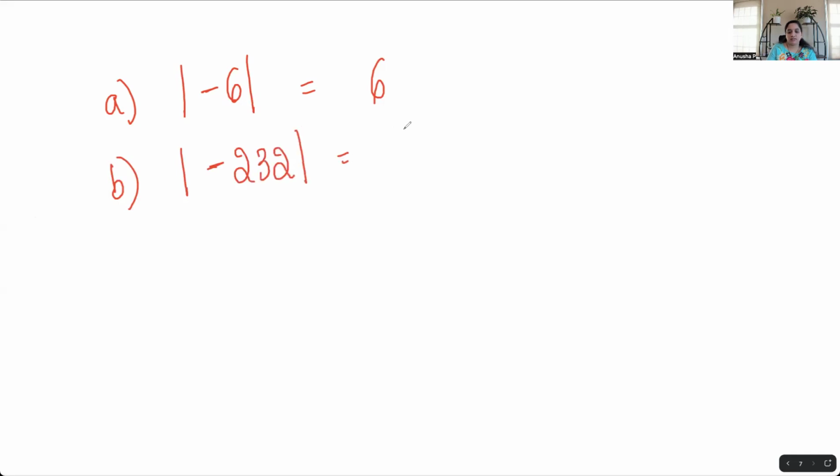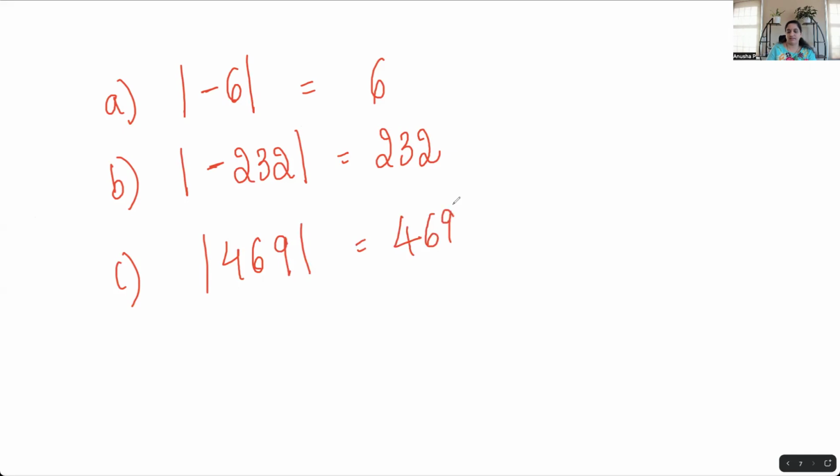So now let me do some examples of absolute value. What is the absolute value of -6, which is 6? What is the absolute value of -232, which is 232? Okay, because it is the distance from 0. The distance can never be negative. So what is the absolute value of 469? That is also 469.